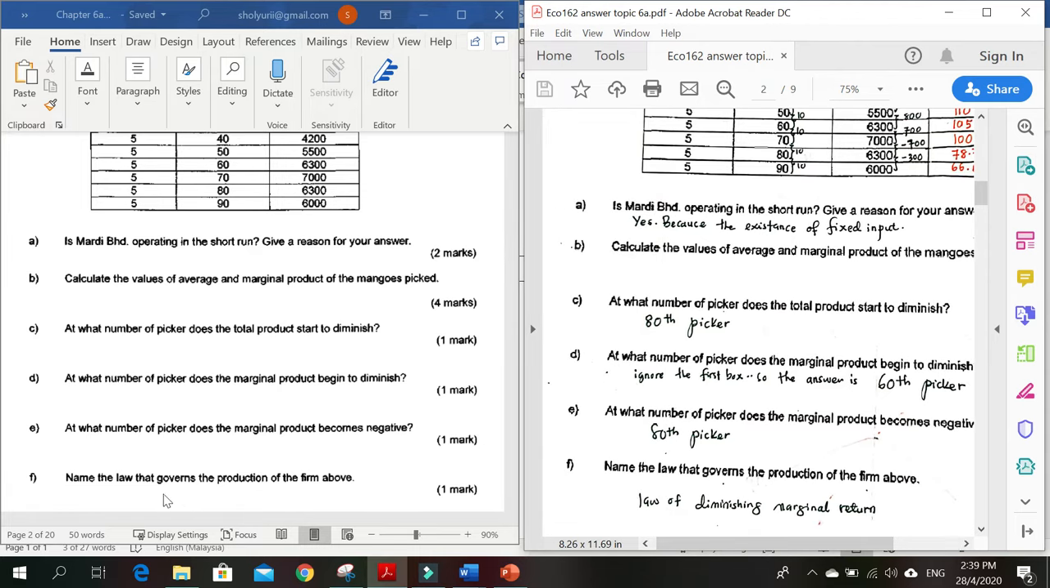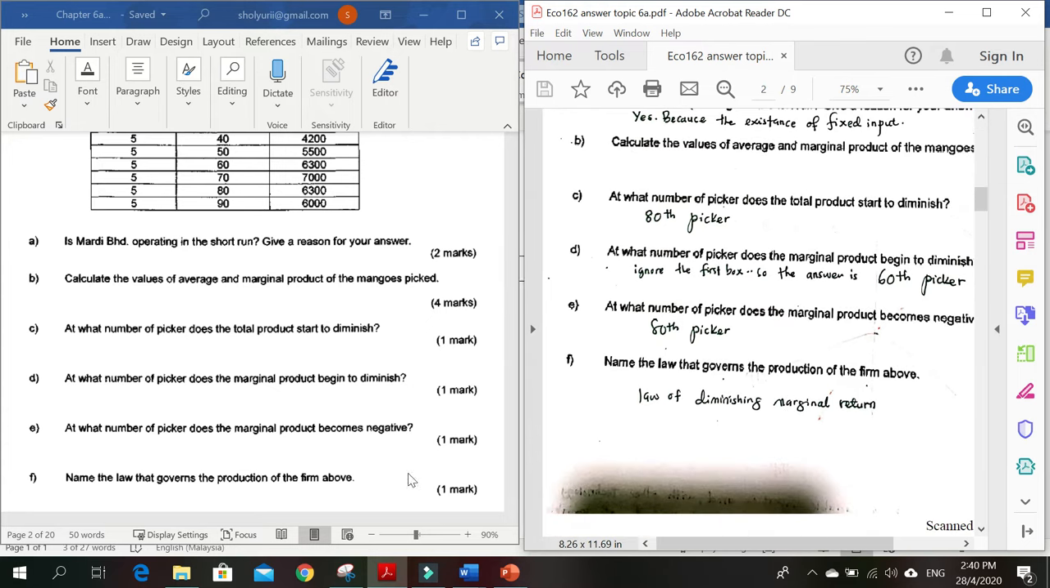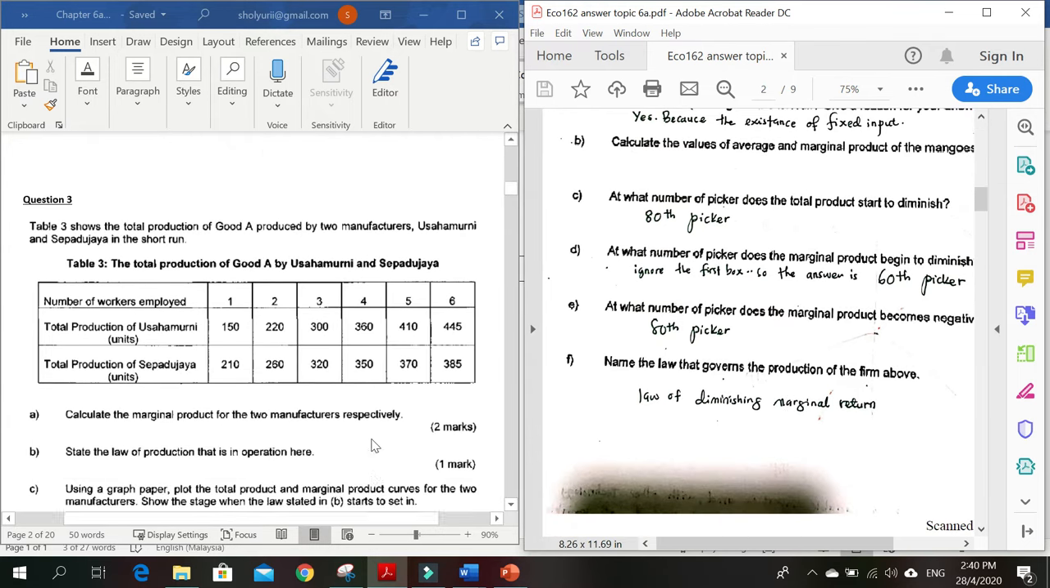Okay, name the law that governs the production of the firm above. I already teach you about the law. Ada satu law je kan? Law of diminishing marginal return. So that is the answer. Okay, so you must try.